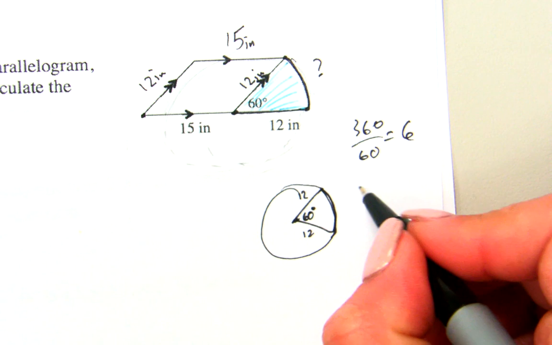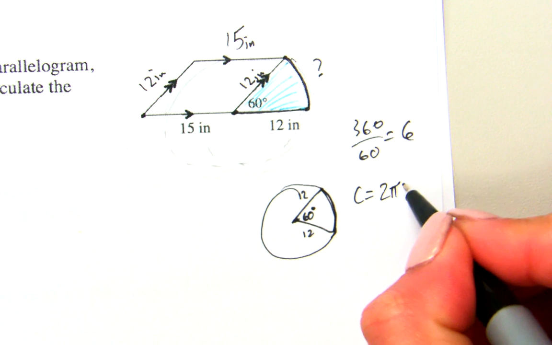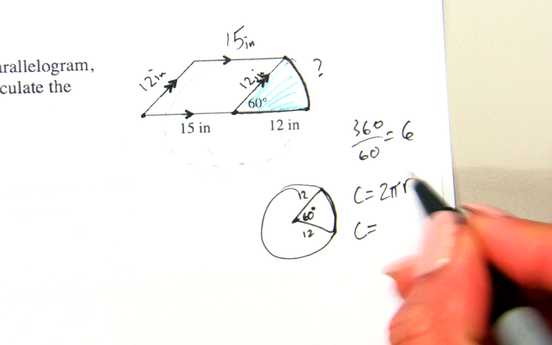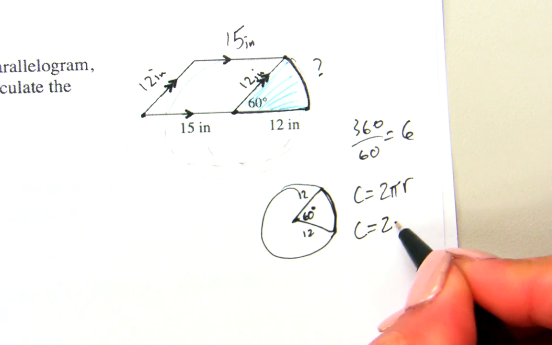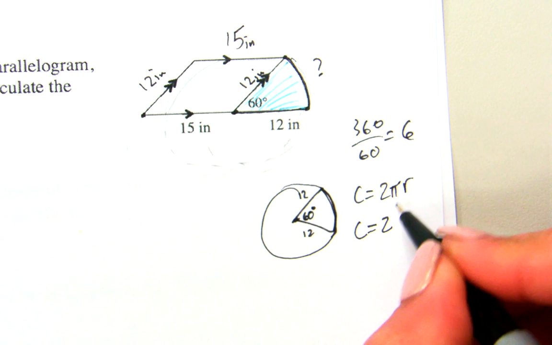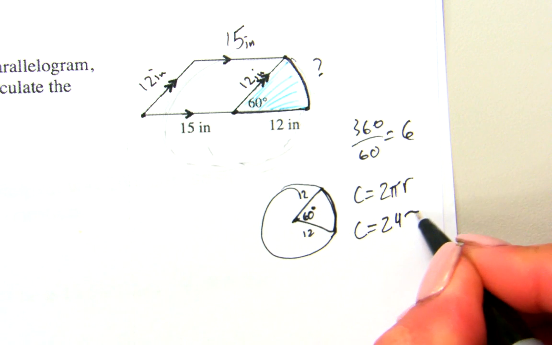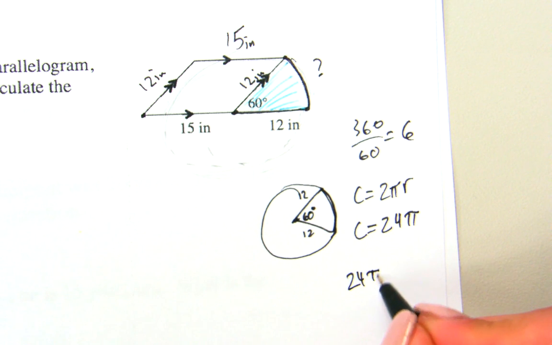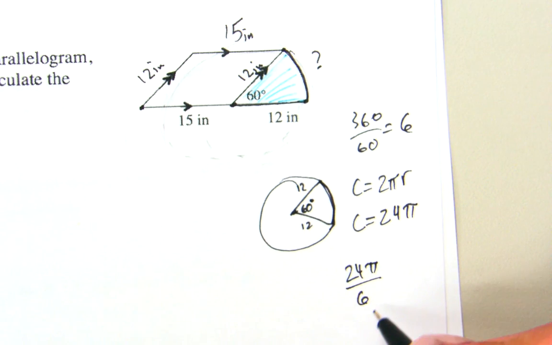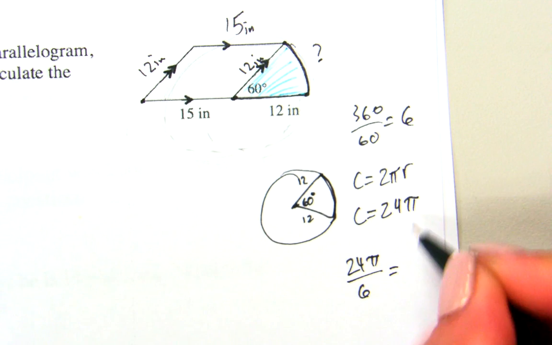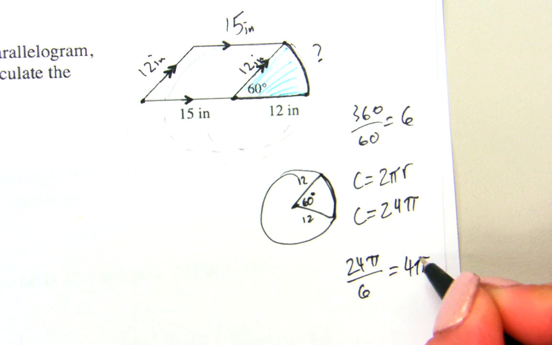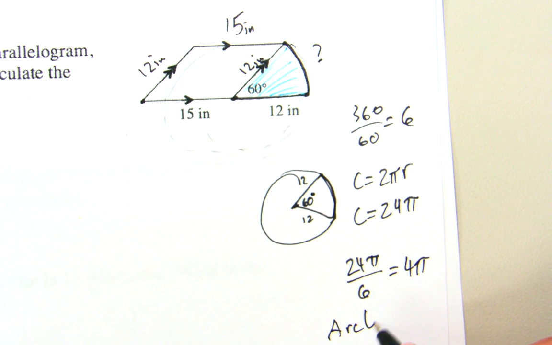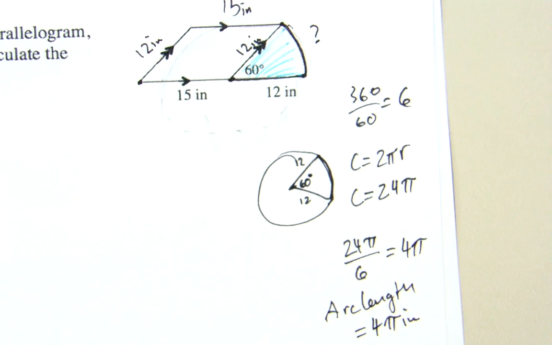So the circumference is 2 pi times your radius. So your circumference of the entire circle is 2 times 12 times pi. So 2 times 12 is 24 pi. So 24 pi divided by 6, because there's 6 slices in there, should give you 4 pi. So the arc length is going to be equal to 4 pi. I think we're in inches, right? We're in inches.